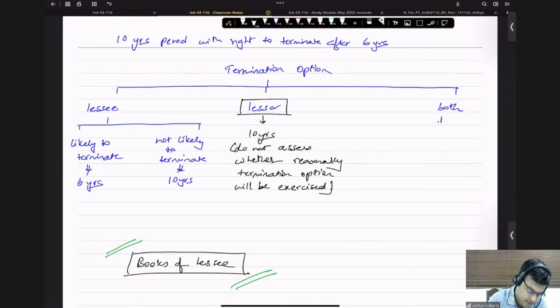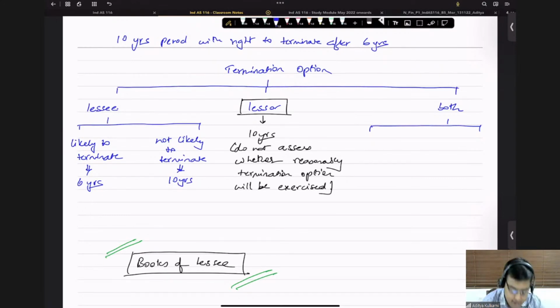Termination option is available with both. That means the lessor has it, the lessee also has it. So now here, what do you think will be the lease tenure? Will it be 6 years? Will it be 4 years? Including the 4 years, 10 years.